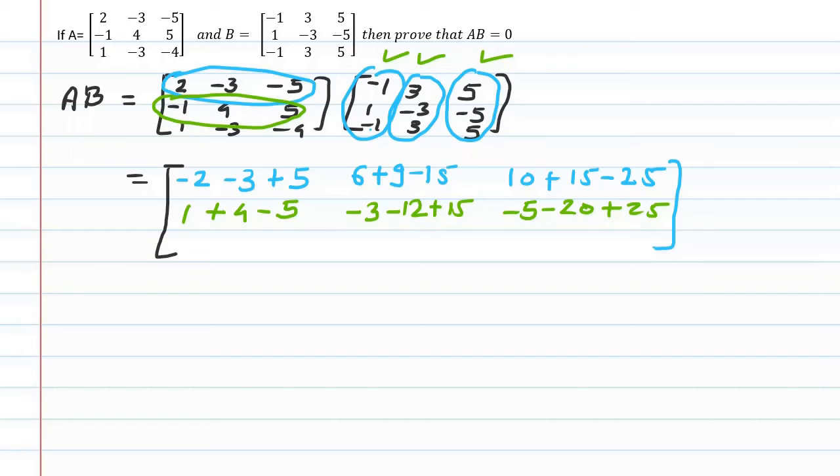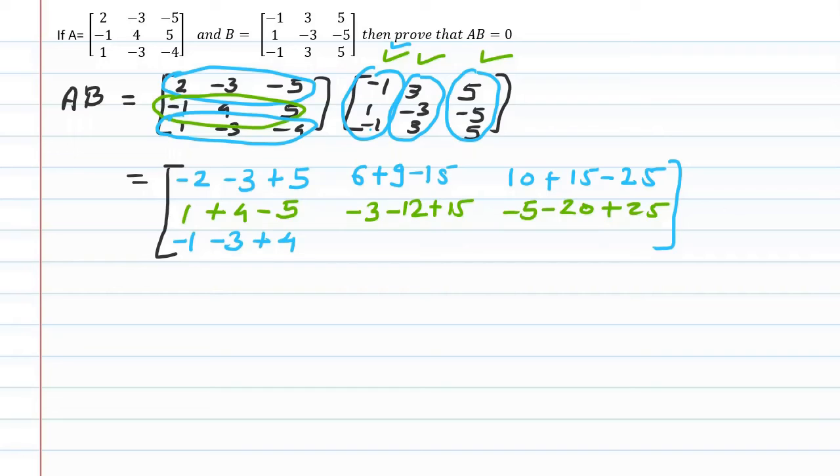So, I multiplied the second row also. Now I will select the third row and multiply it with all the columns of matrix B. The third row and first column: 1 into -1 is -1, -3 into 1 is -3, and -4 into -1 will be plus 4.